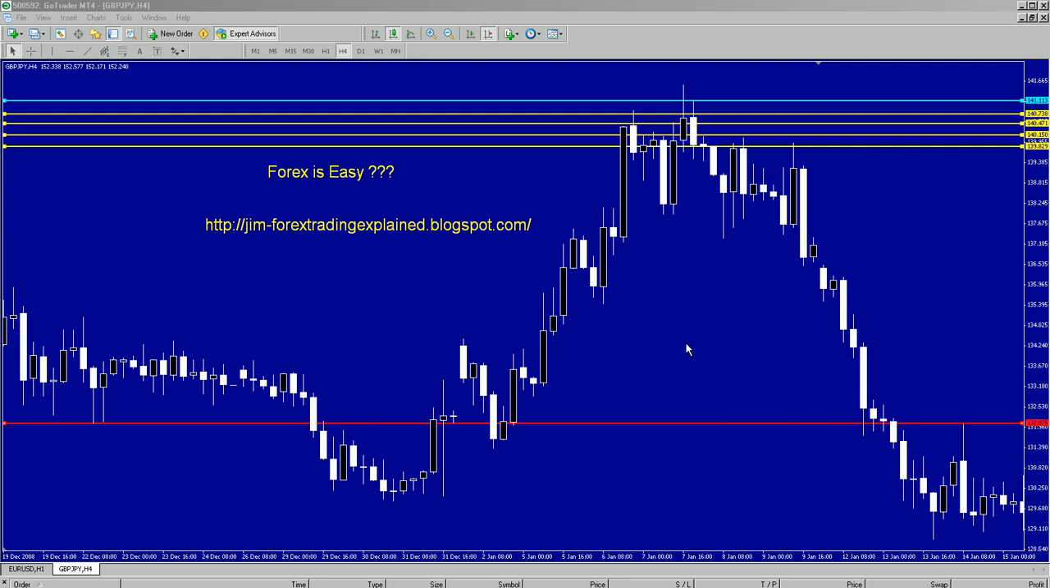Now, as you can see, there are no indicators on the chart. All we have is 6 horizontal lines. We have a red one, which is the stop and reverse. We have a blue one, or aqua, which is the point of entry. And we have these 4 yellow ones, and you'll see what I use the yellow ones for in a minute.